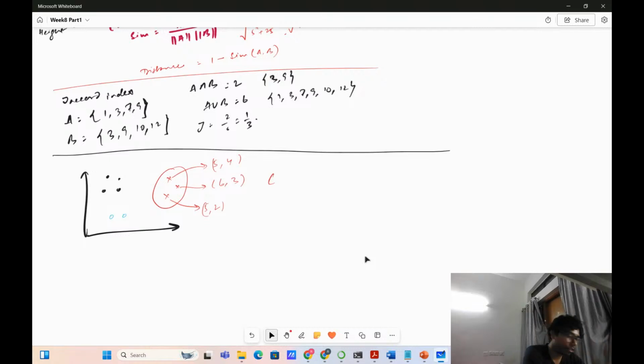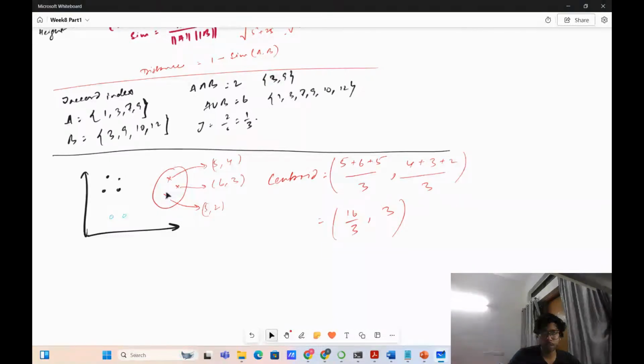The centroid would be: you sum up the x coordinates, 5 plus 6 plus 5, divided by the number of points, that is 3, comma, the sum of the y coordinates, 4 plus 3 plus 2, divided by the total number of points again. So this will become 16 by 3, comma 9 by 3, which is 3. This is the coordinate of the centroid of this cluster. So you just sum up the x coordinates divided by 3, comma, the sum of the y coordinates divided by 3.